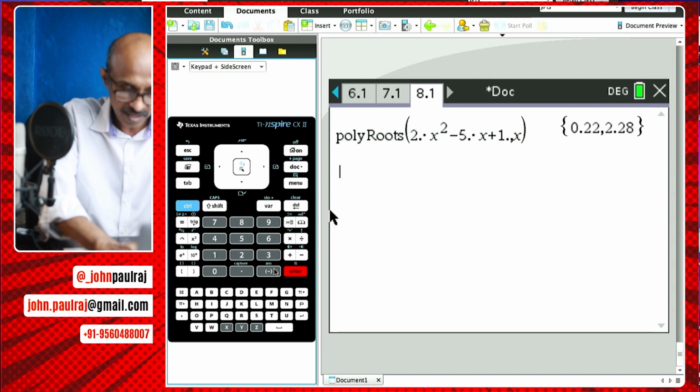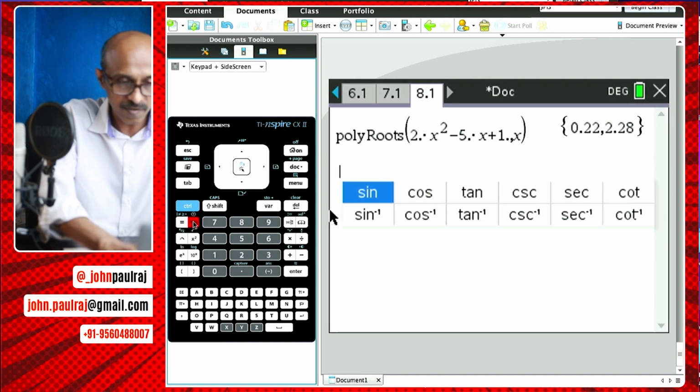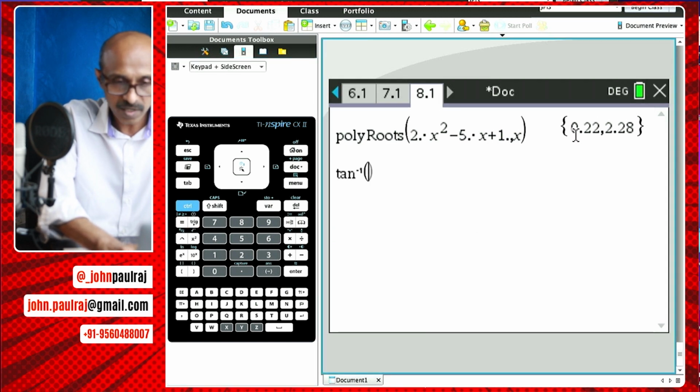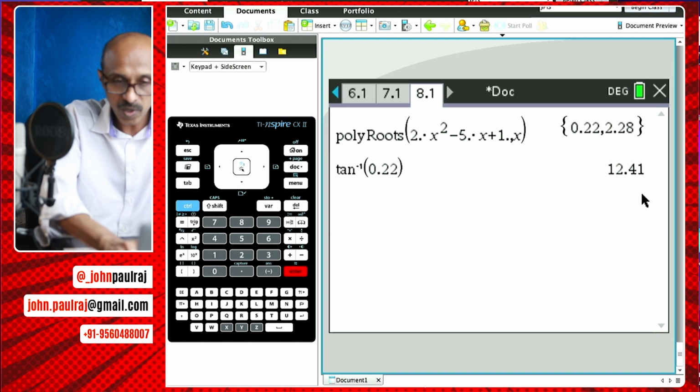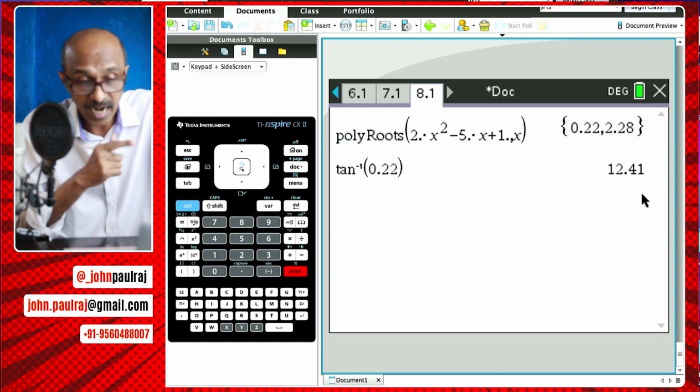So once you have that, it is just shift tan, so you can say tan inverse of 2.28. You can copy. Yes, this calculator is smart enough to do all that kind of stuff. So you can just copy that, paste it here, say enter, and it's 12.41. Okay, glad we looked at this question.